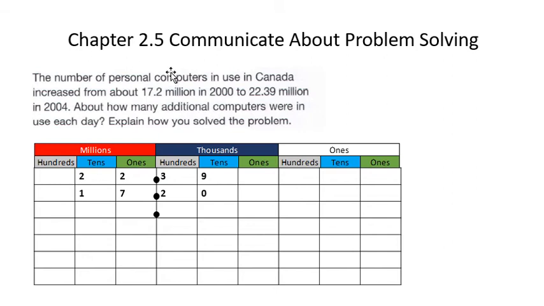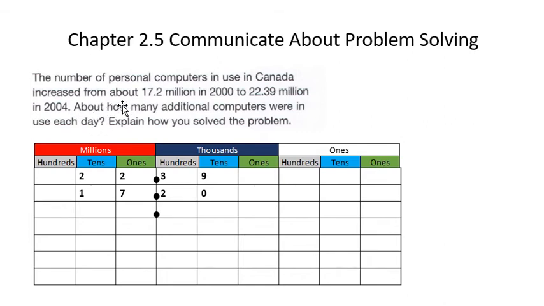The number of personal computers in use in Canada increased from about 17.2 million in the year 2000 to 22.39 million in 2004. About how many additional computers were in use each day? Explain how you solved the problem. Because the question says about, this will be an estimate.